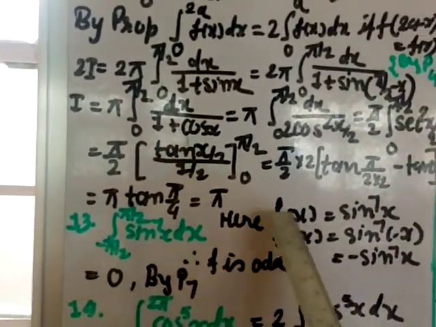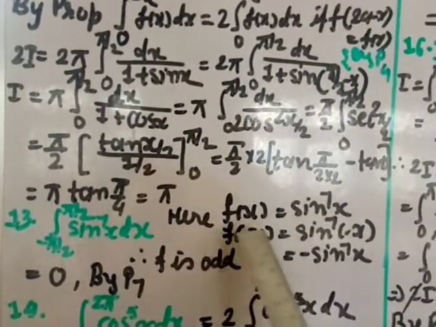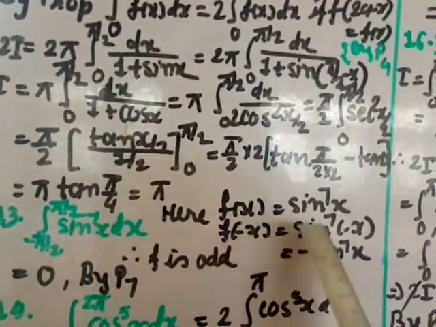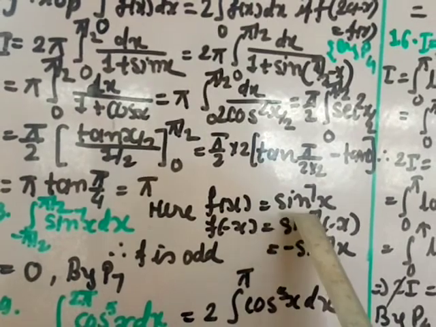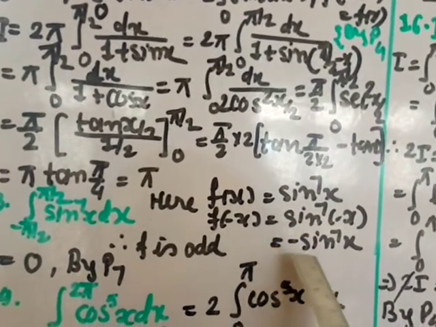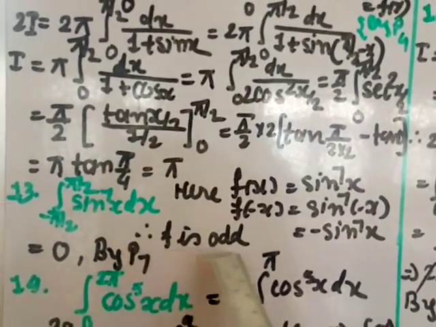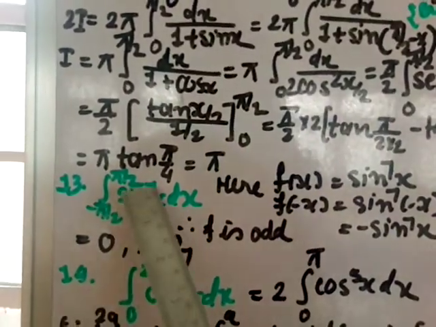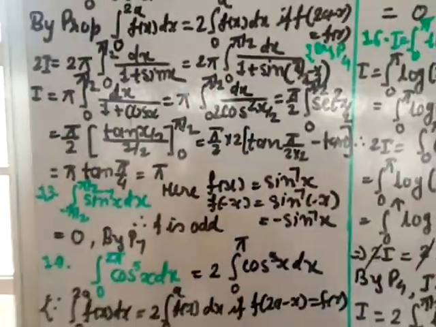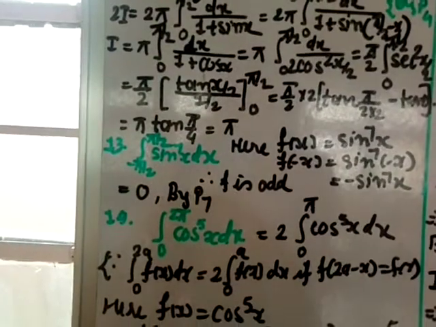Here my f(x) is equal to sin^7 x. If I put minus x instead of x, then sin^7(-x) gives you minus sin^7 x. Therefore f is odd. So by property 7 this answer will be 0. So directly you use property 7 and say this answer is 0.